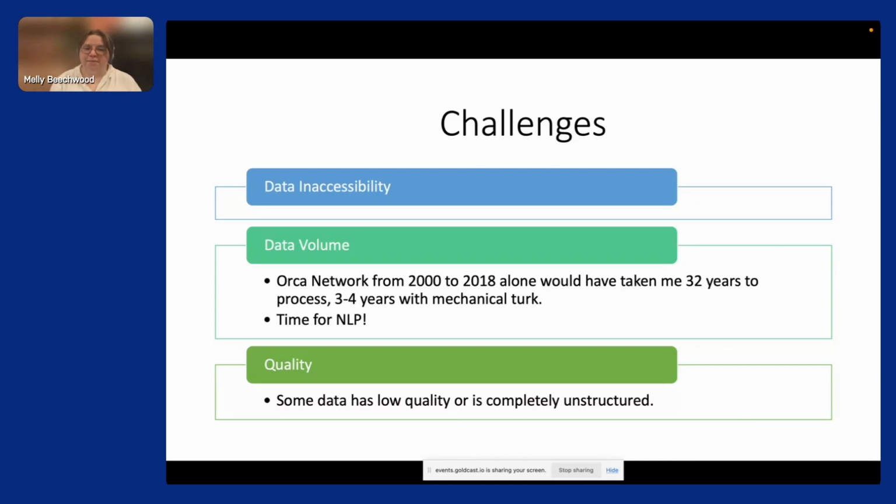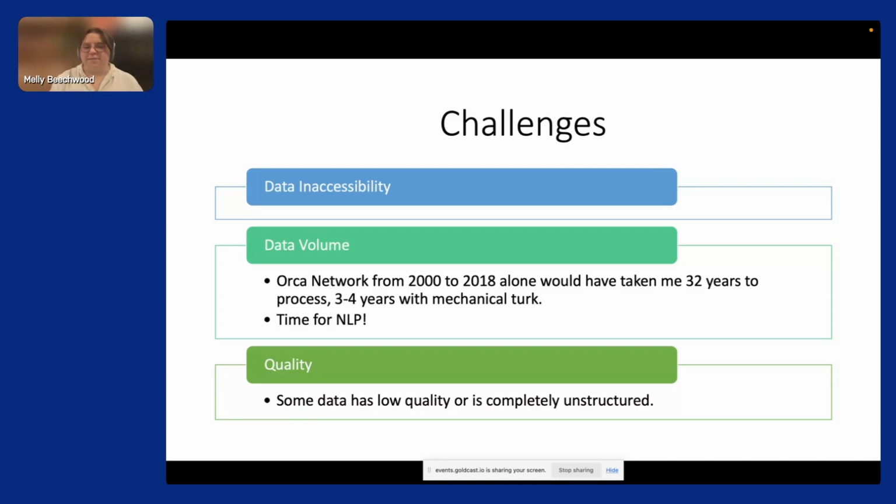And then the big challenge is around data volume. So from the Orca network, between 2000 and 2018 alone, the time it would have taken me to manually process the data was going to be about 32 years from my back of the napkin envelope. And a quick check with paying a lot of money on Mechanical Turk, it would only bring it down to 3 to 4 years. This is a pretty clear use case for when it's really good to use NLP.